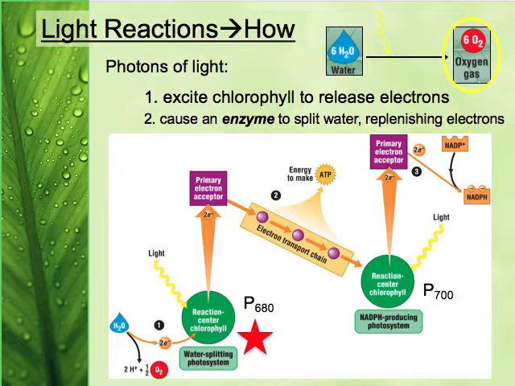electron transport chain. Now, I like to refer to this reaction center as the water splitting photosystem, but it does have a fancy name as well. It's called the P680 photosystem, but I prefer to call it the water splitting photosystem because that is what is occurring there. This number 680 refers to the peak absorption spectrum by this reaction center.